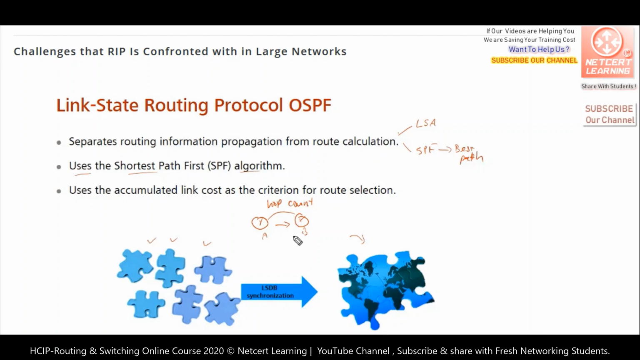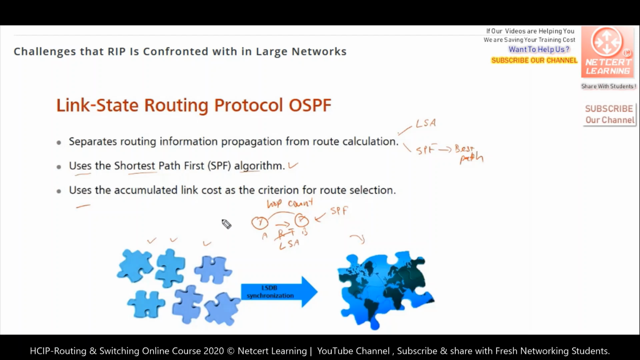In OSPF, they don't send a routing table. They send what we call the link state update. And router B doesn't depend on router A to make the calculation. Router B uses its own calculation, going through the shortest path first algorithm to determine the best path. The third difference is that OSPF uses the accumulated link cost as the criterion for route selection.